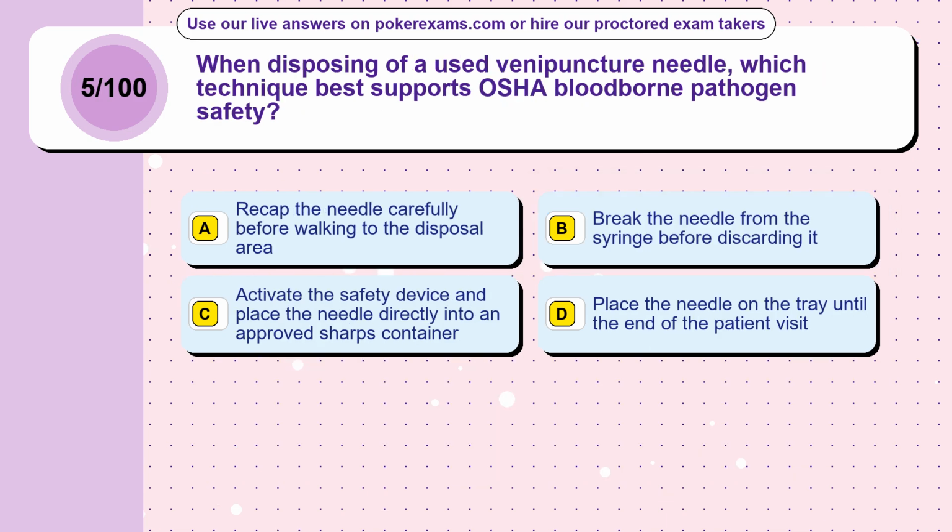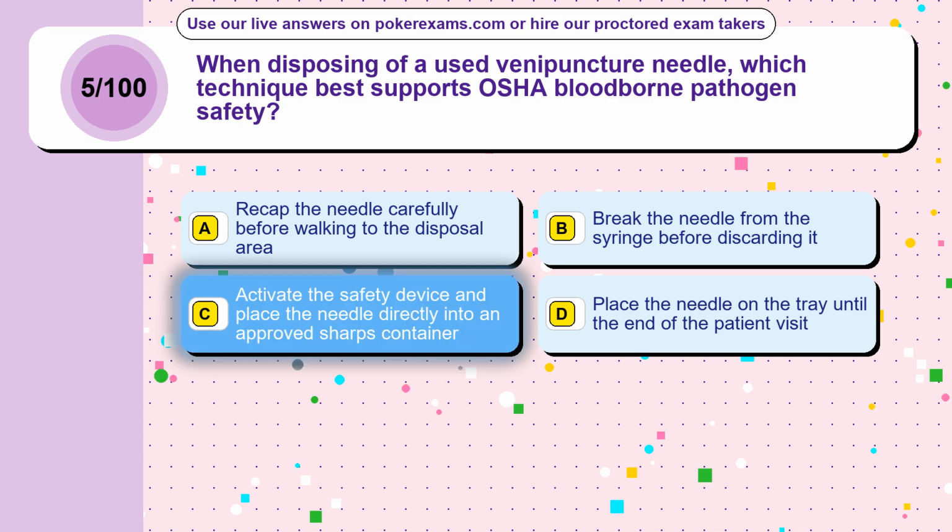Question 5. When disposing of a used venipuncture needle, which technique best supports OSHA bloodborne pathogen safety? Option A. Recap the needle carefully before walking to the disposal area. Option B. Break the needle from the syringe before discarding it. Option C. Activate the safety device and place the needle directly into an approved sharps container. Option D. Place the needle on the tray until the end of the patient visit.